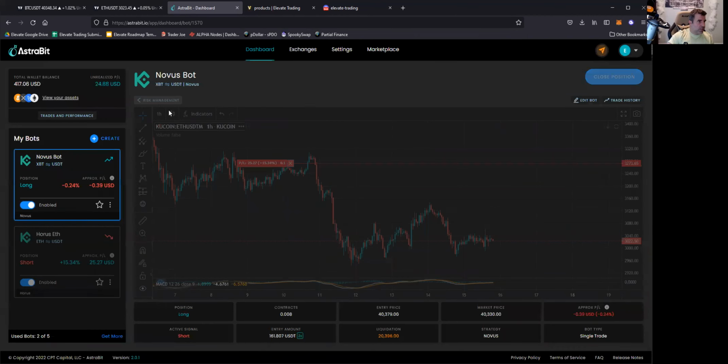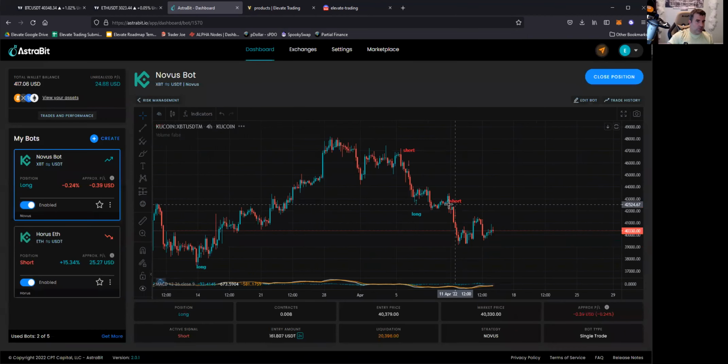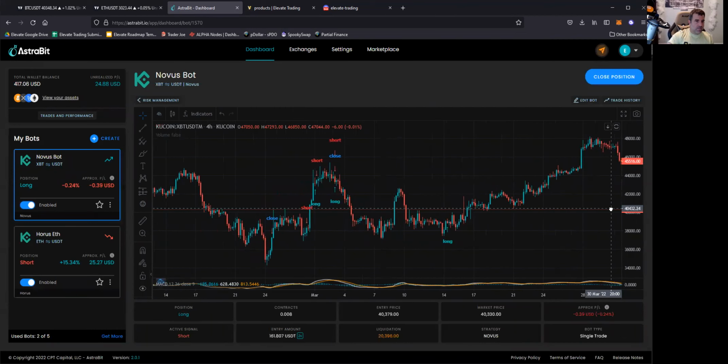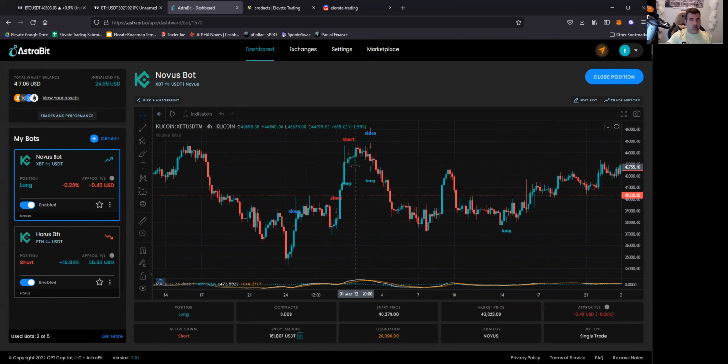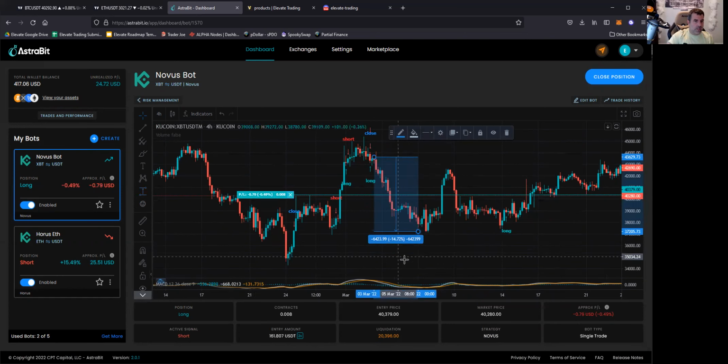Because again, even Novus. When we launched this, Novus caught a very nice short right here, and this is also something that I want to discuss real quick. I want everybody to pay attention to this. Novus took this short for us up here at about 43.4, and it was a nice drop. It captured about 14 to 15% of this drop. So it was a great short. It was a great call.